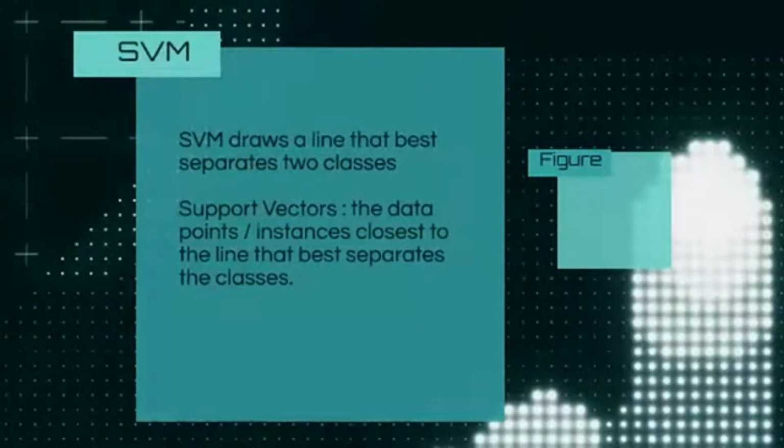This is also used widely, and at times it gives a really good prediction. What support vector machines do is draw a line that best separates the two classes. What we want is to classify, so this is separating the two classes. Support vectors is an important term here. These are the data points, or instances, that are closest to the line that best separates the classes.